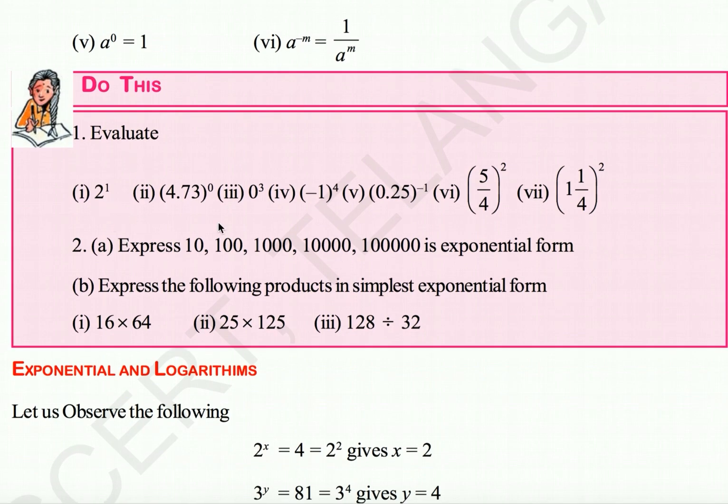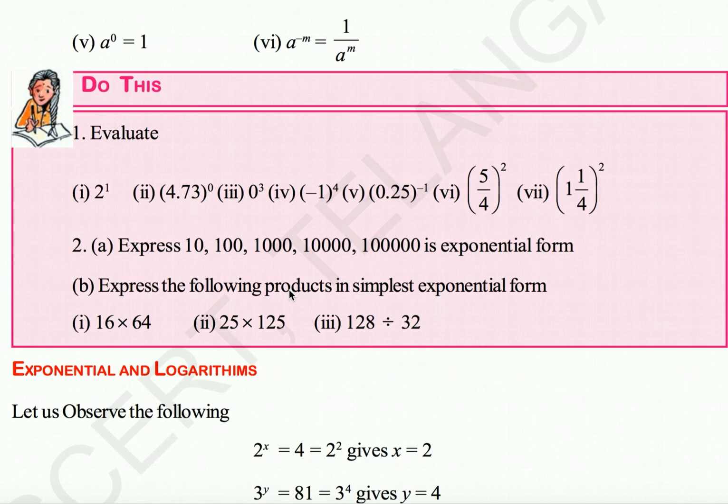2 power 1 is 2. 4.73 whole power 0 is 1. 0 cube is 0. Minus 1 whole power 4 is 1. Okay. 1 by 0.25, this is 4. 5 by 4 whole square is 25 by 16, and this is also 25 by 16. So this in exponential form, this is 10 power 1, 10 square, 10 cube, 10 power 4, 10 power 5. So 10 power 5 is nothing but 1 lakh.